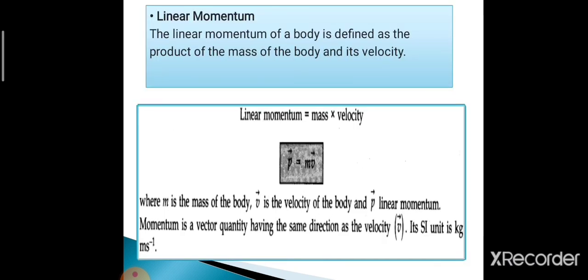So, in the second law, the concept of linear momentum is mentioned, which is the product of the mass of the body and its velocity. Linear momentum is represented by the symbol small p. So, we can write p = mv, where m is the mass of the body, v is the velocity of the body, and p its linear momentum. Momentum is a vector quantity and it has the same direction as that of velocity. The SI unit of momentum is kilogram meter per second.